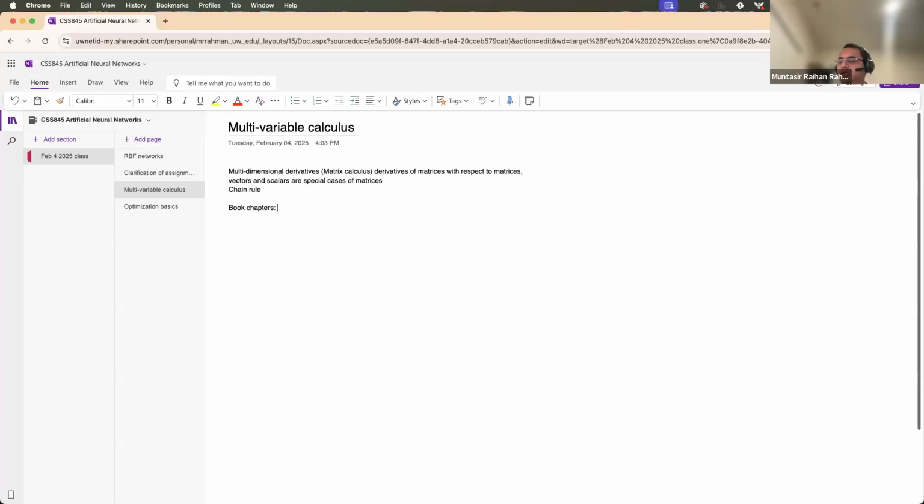So the book chapters are Hagan et al. And they're going to be chapters 8 and 9. And that will be representative of the topics of today, and possibly it could spill over to next class.